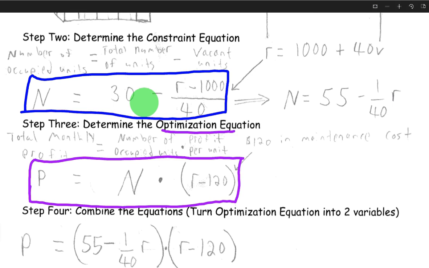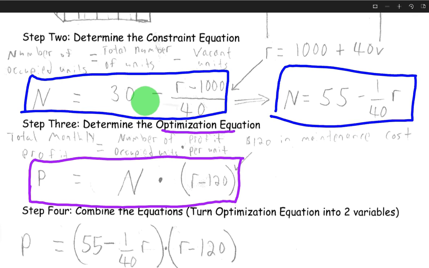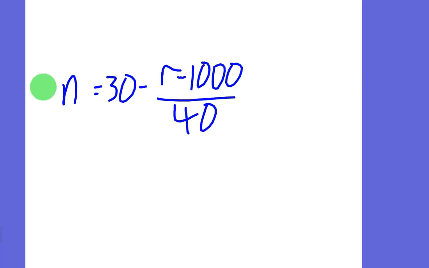Now this one is actually pretty evident. Now I forgot to mention, I don't know why I didn't mention this in the previous video, in fact, this equation can be simplified down to n equals 55 minus r over 40. And the way that I did that, I might have to show you on a separate paper. Give me 1 second.